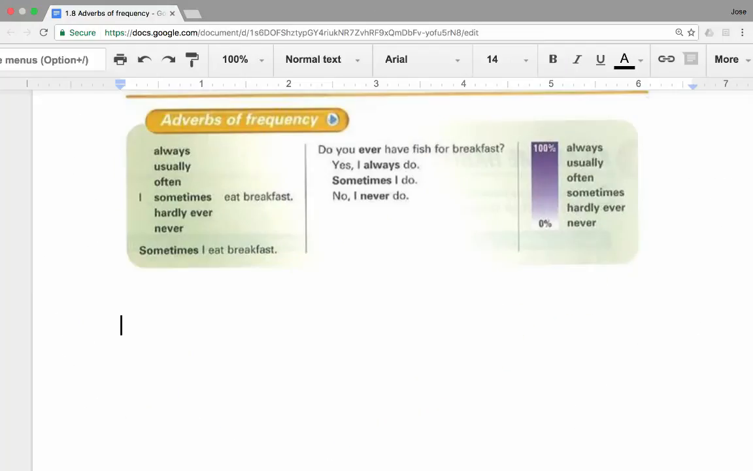Now is your time to practice by giving lots of examples of your own. I would like for you to think about food, particularly the type of food you eat for breakfast, lunch, and dinner, and express how often you eat this type of food. For example, I always drink coffee for breakfast.